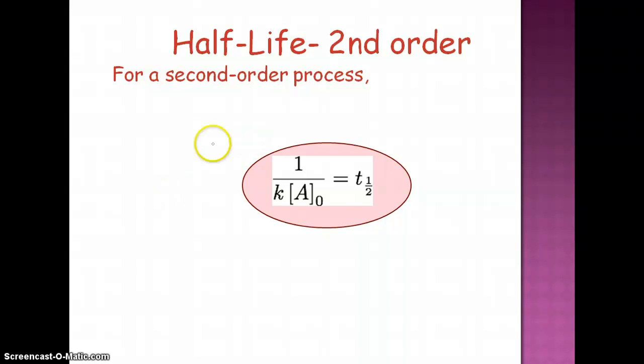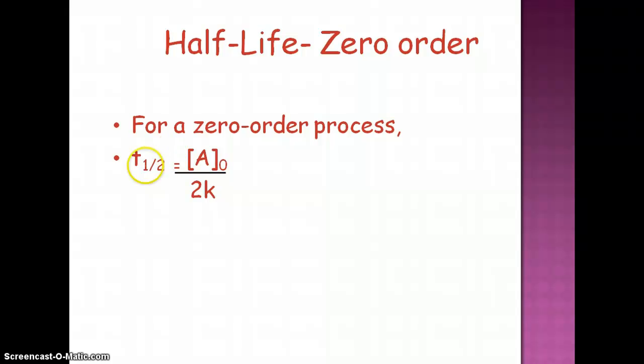There are different equations that we use. Typically, we've been using the first order half-life equations because we found that the majority of radioactive half-life occurs on a first order kinetics basis. But there are half-life equations for second order and zero order. Second order, the equation is T1/2 equals 1 over K AO. And for zero order, the equation is T1/2 equals AO over 2K.